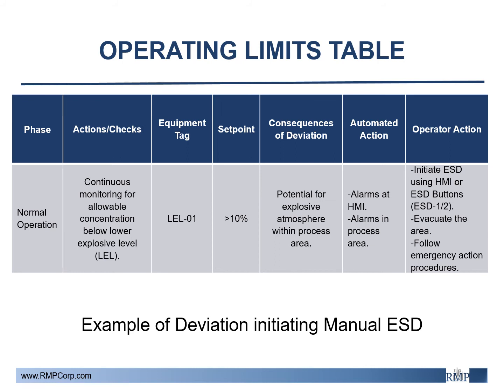So if we are above 10% of the LEL, as read by our equipment tag, LEL01, we have the potential for an explosive atmosphere within the process area. So again, the automated action of the system is to alarm at the HMI, and it's also going to put some audible alarms in the process area. So this actually entails some operator action. The operator must initiate ESD using HMI or available ESD buttons. So in this case, ESD 1 and 2, evacuate the area, and then follow emergency action procedures.